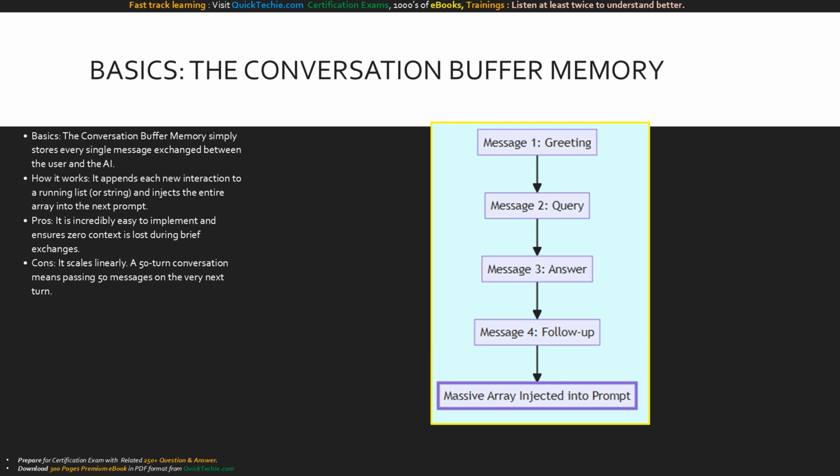Why do we use it? Because it is simple to implement and guarantees absolute accuracy for short interactions. No detail is left behind. However, as we will see, this raw buffering approach creates a massive scaling problem for long conversations.